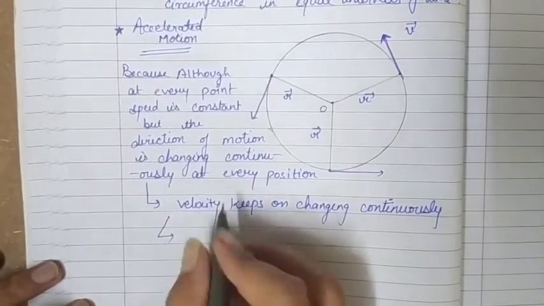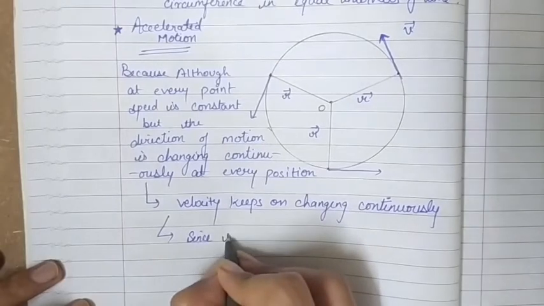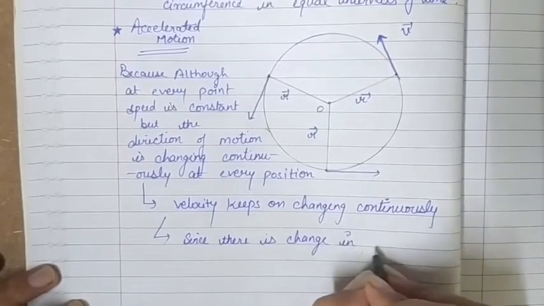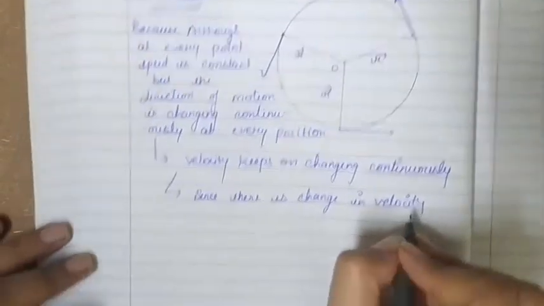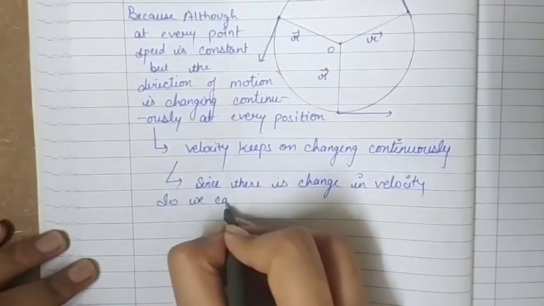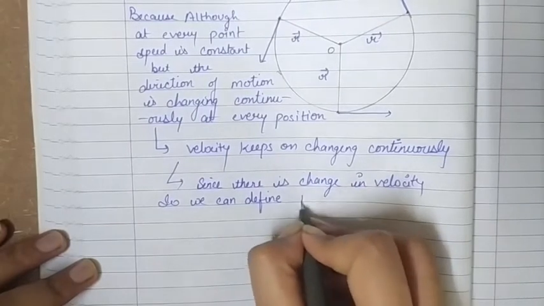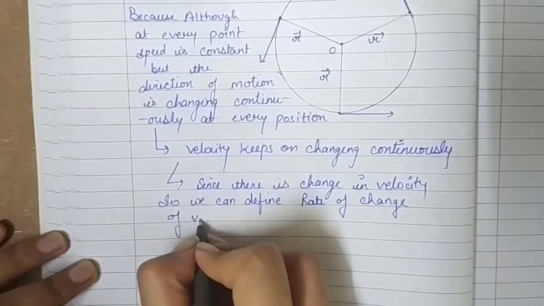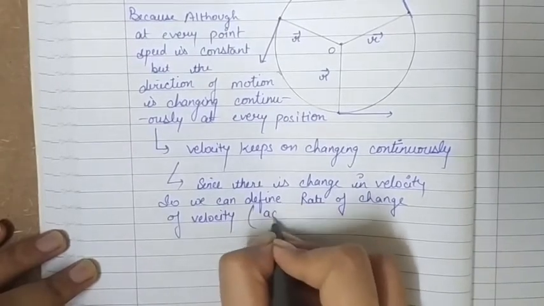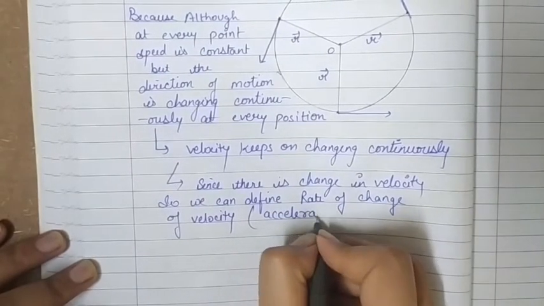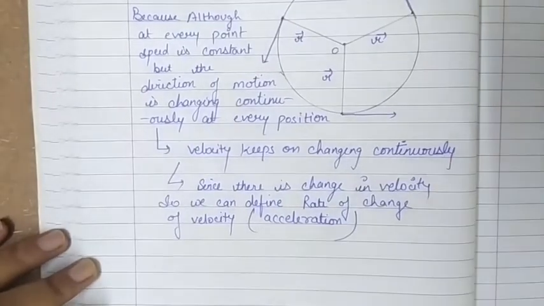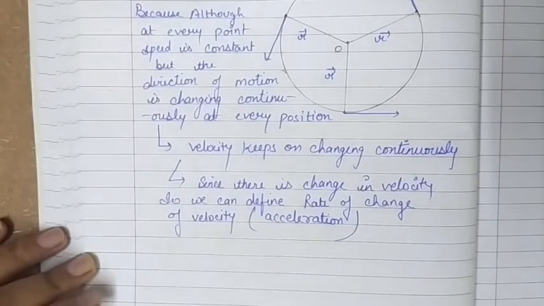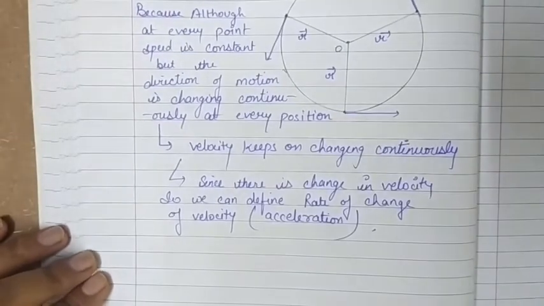And since there is a change in velocity, we can define the rate of change of velocity, and rate of change of velocity means acceleration. So that is the reason we say that uniform circular motion has acceleration, or it is a kind of accelerated motion. So this is the reason for that.